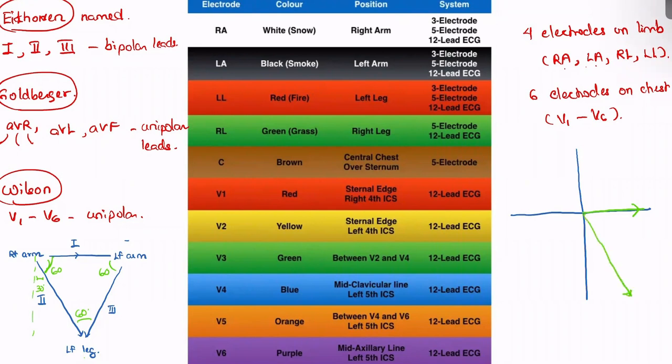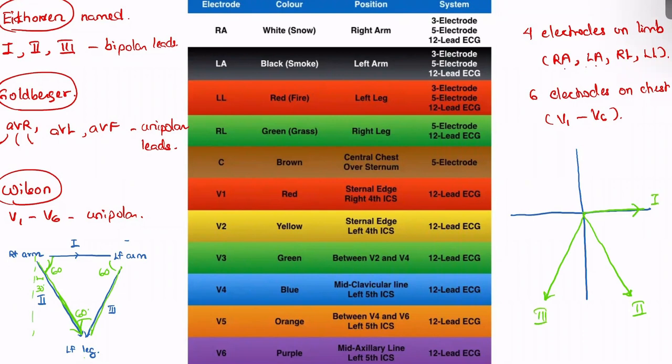Like this also. It's the lead 2. No, lead 2 like this. Lead 3 like this, or this lead 3. It is the lead 1.